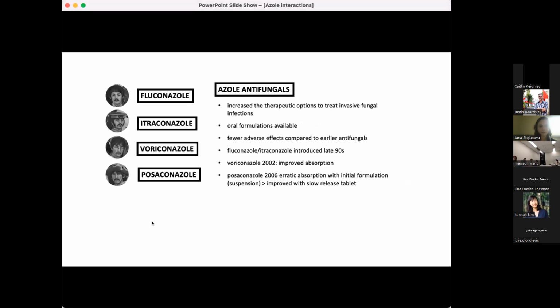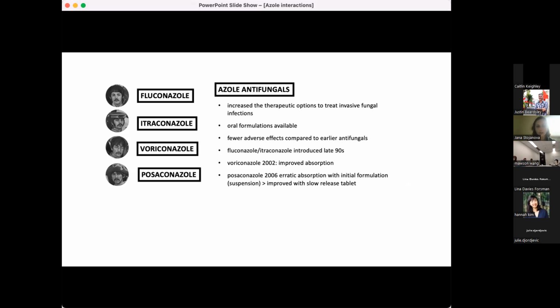Since their introduction, azoles have greatly contributed to our therapeutic options. A particularly handy thing is the availability of oral formulations for these drugs, where other important classes used for serious infections typically have just IV options available. They have tended to have fewer adverse effects compared to the earlier antifungals. Fluconazole and itraconazole were introduced in the 90s, and voriconazole in the early 2000s, while posaconazole was introduced in 2006.